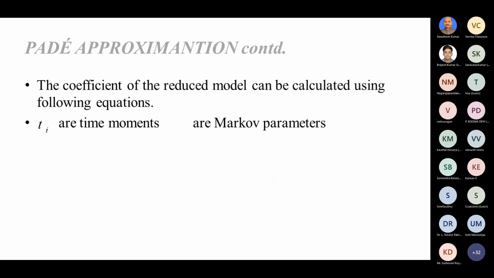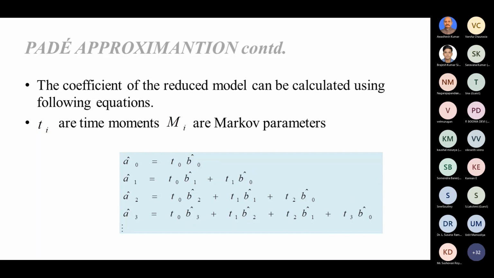So as I have told you, TI and MI are the time moments and Markov parameters. Then these equations we get. A0 is equal to T0 B0. This is A0 cap. So what will be the first time moment? It will be A0 by B0. What will be the second time moment? T1. T1 will be A1 minus T0 B1 over B0.